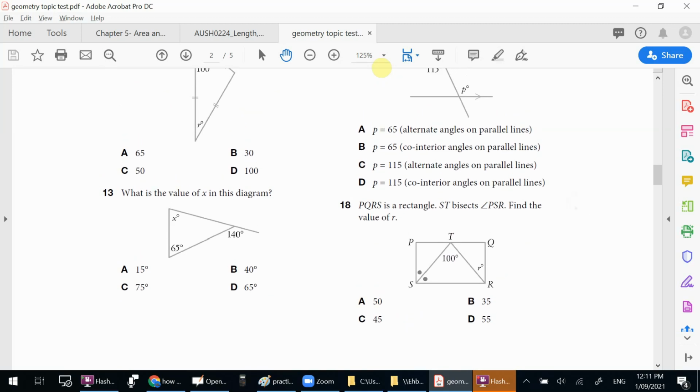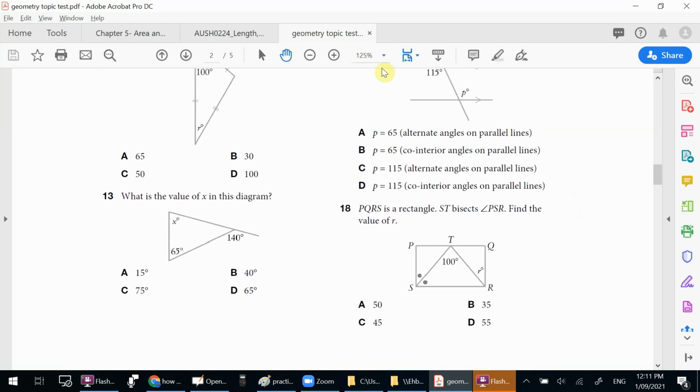Let's have a look. The value of X, can we do X? Yep. External angles here. That's another thing you've got to remember. When you extend one of the sides of a triangle out, the angle that's created is equal to the two angles on the other side. Yep, external angle. So that angle there equals that one plus that one. So whatever that is, it's the difference between 140 and 65.